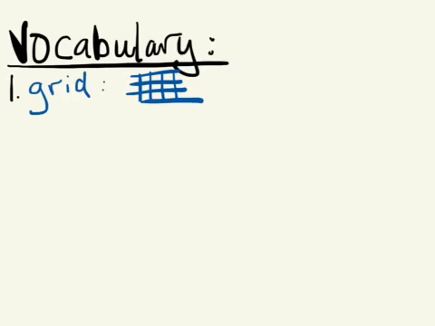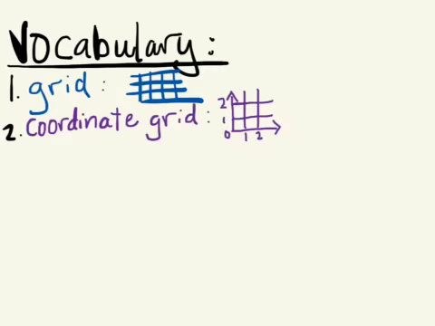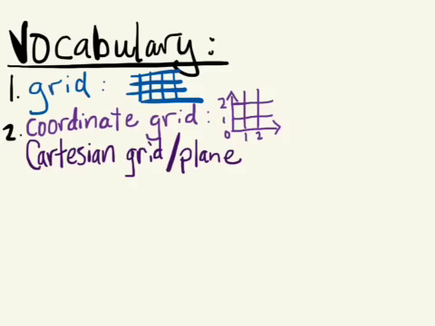A coordinate grid would look something like this, where the grid actually has numbers for each of the lines. Not the spaces, but the lines. Think of the lines on a coordinate grid as the roads that cars can drive on, or ships can navigate through. Coordinate grids are sometimes referred to as a Cartesian grid or a Cartesian plane, meaning a plane, two-dimensional, flat surface that things can be located on.